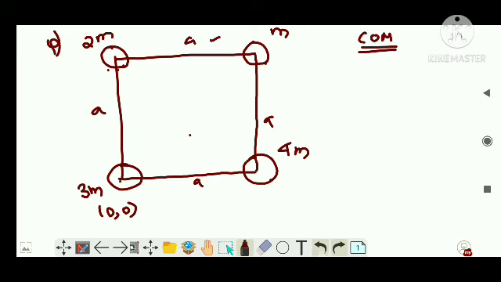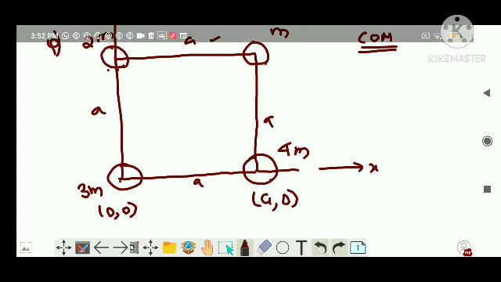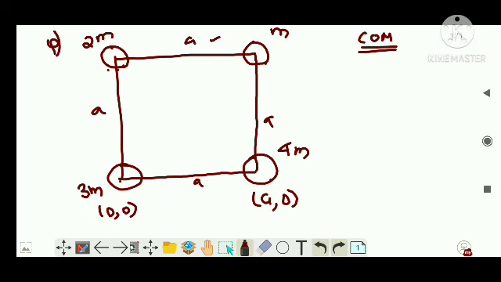Now let's calculate. First you have to have the coordinates. If this is 0, 0, what will be here? a, 0. There is no y coordinate here because this is x and this will be y, so I'm removing that part. So this is a, 0. What will be this one? This mass m's coordinate has a y coordinate as well as an x coordinate, so it is a, a. What will be the coordinate of 2m? It will have only a y coordinate, no x coordinate, so 0, a. So you got all the coordinates of the masses.